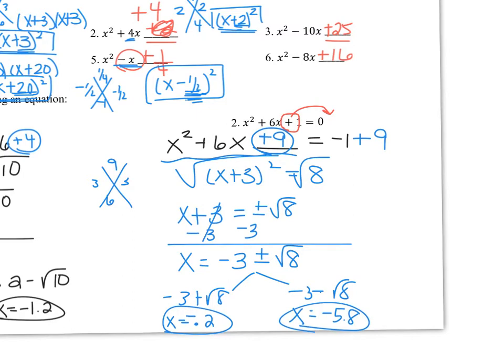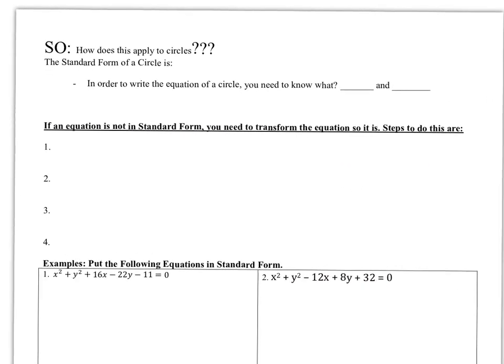Some people like completing the square better, some people don't. The point of completing the square is for when you can't factor an equation and you don't want to use the quadratic formula. So the big question is, okay, fine, how do I apply this to circles? Why am I wasting my time learning this if I don't need to use it for the class I'm taking? So how does this apply to circles?